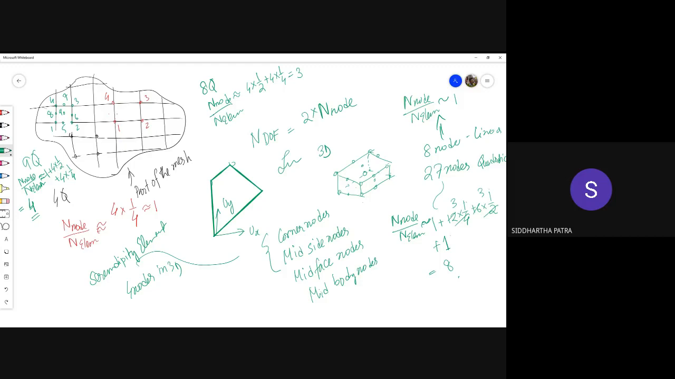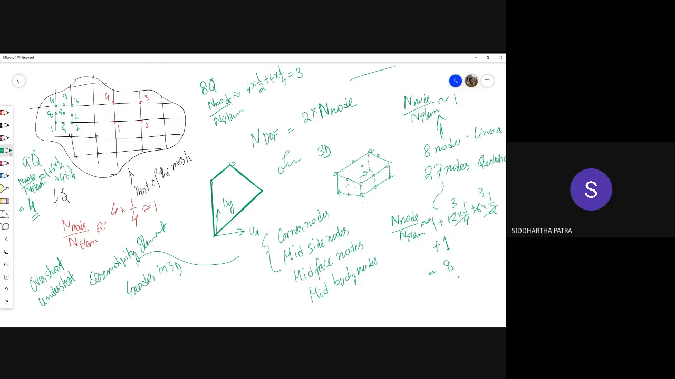But then the serendipity element has its own issues, because there is no free lunch. The issues are typically observed when you are doing electrostatic analysis, say, or thermal conduction analysis. You start getting problems like overshoot and undershoot if you employ serendipity elements. What is meant by overshoot and undershoot?